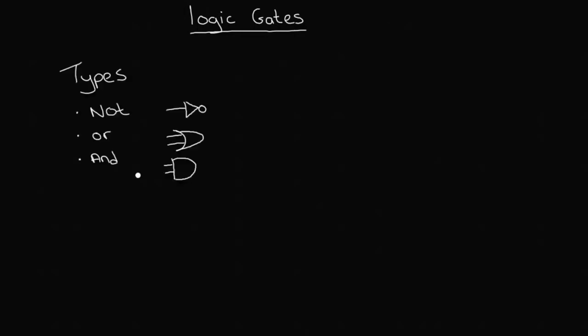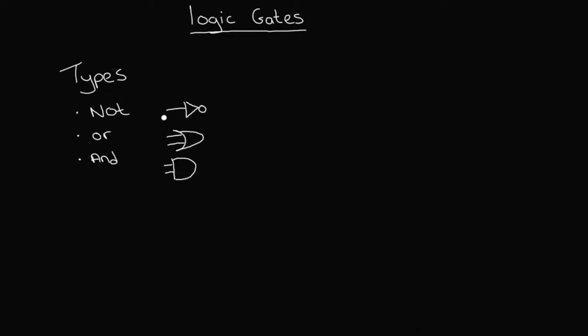Hello everyone, in this video we're going to talk about logic gates. Now you may or may not be familiar with logic gates. You may have heard of them in the past but you don't really know what they are. So in this video we're going to cover three different types of logic gates: the NOT gate, the OR gate and the AND gate. There are some other gates out there, but for this course they're not relevant and we don't need to know them. We've got three different types.